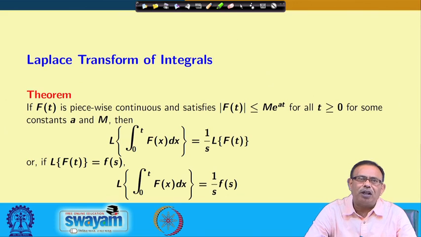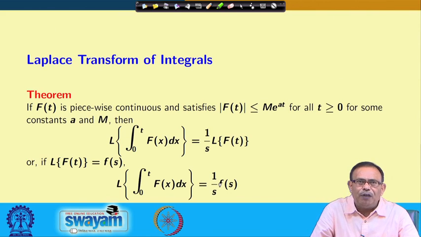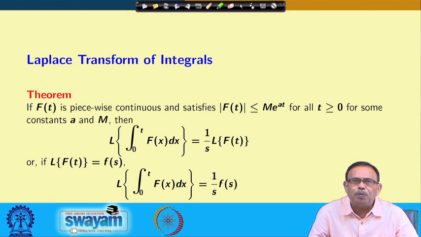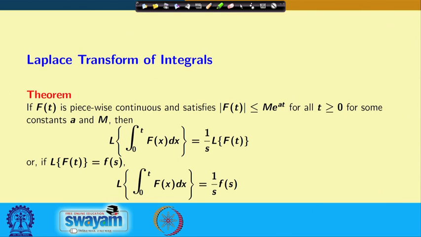The next one is the Laplace transform of integrals of a function. If f(t) is piecewise continuous and satisfies the modulus of f(t) less than or equal to M e^(at), or in other words f(t) is of exponential order a as t approaches infinity for some constants a and M, then the Laplace transform of the integral from 0 to t of f(x) dx is equal to 1 by s times the Laplace transform of f(t).